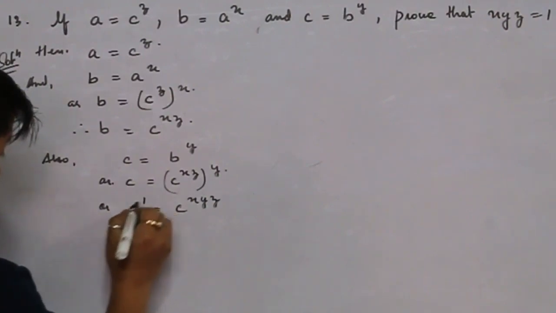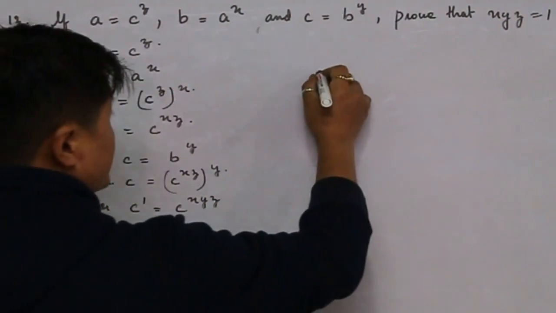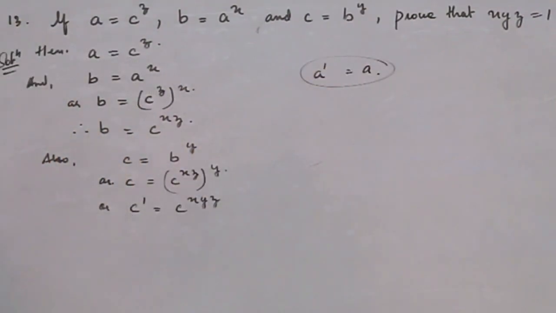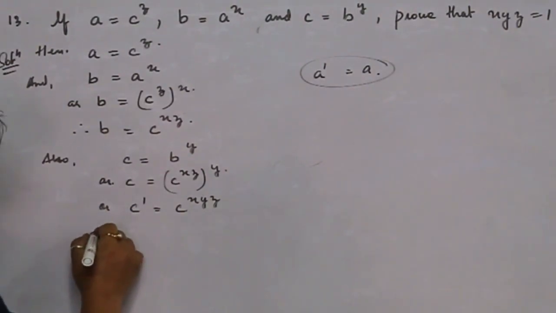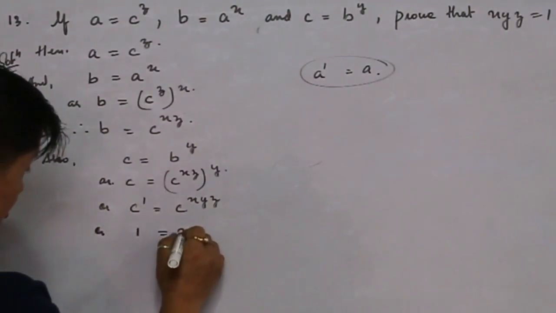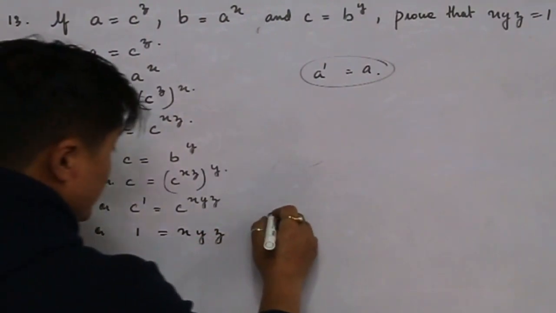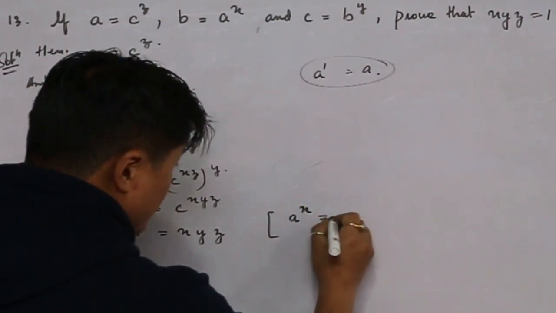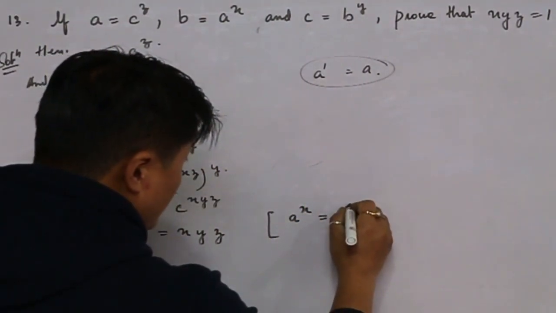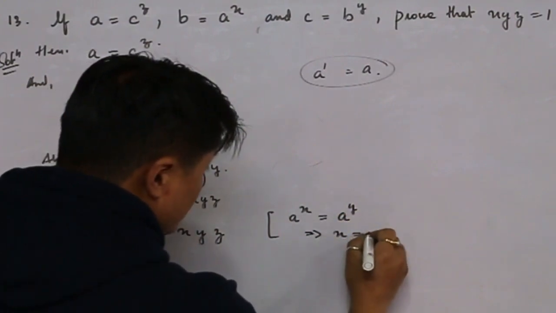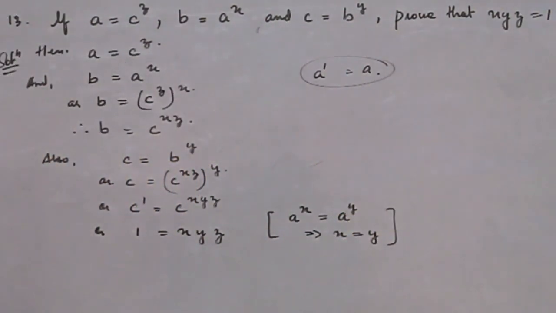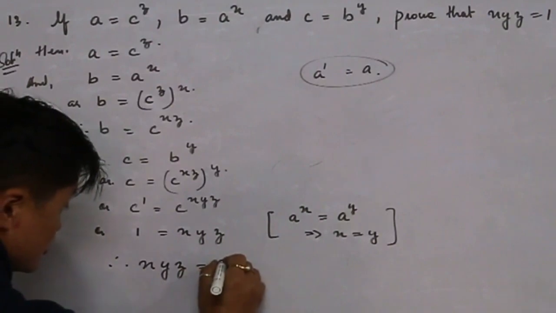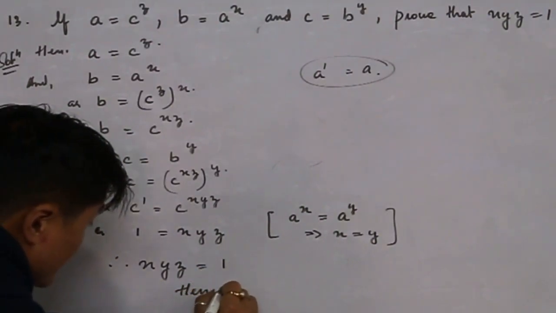If there is no power written, we can always write the power as 1. A to the power 1 is just a. So we can write here c to the power 1, or this can be written as 1 is equal to xyz. We know that for the same bases, since a to the power x is equal to a to the power y, we can write x is equal to y. When the bases are the same, powers are equal. Therefore, we can write xyz is equal to 1, hence proved.